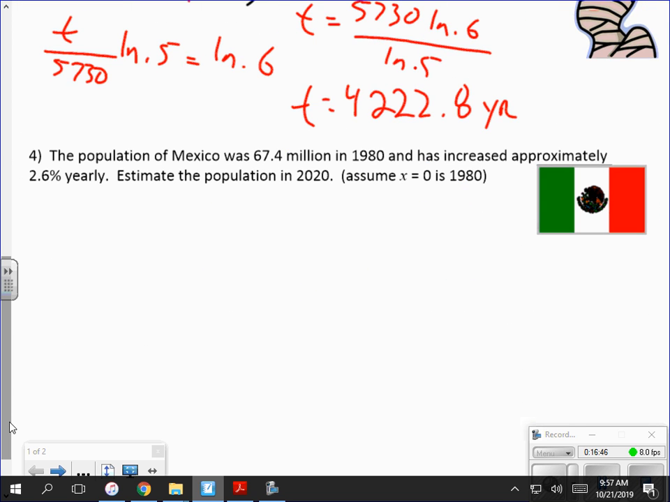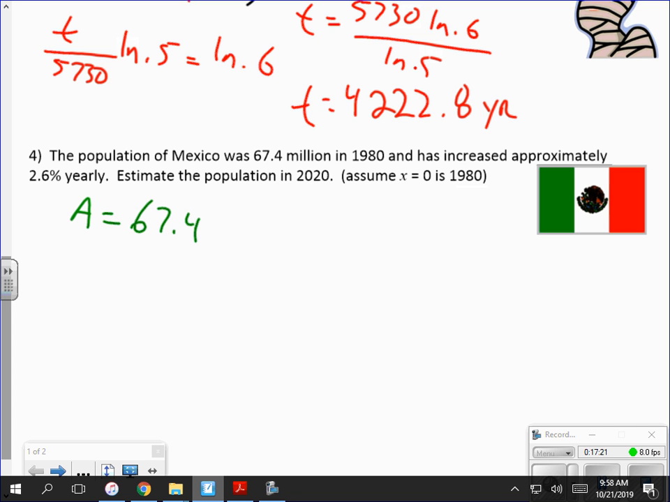Okay, the population of Mexico was 67.4 million in 1980. It's an increase of approximately 2.6% yearly. Estimate the population in 2020. Okay, this is growth, right? So we're trying to find the final population, the final amount. This is probably the second easiest problem.